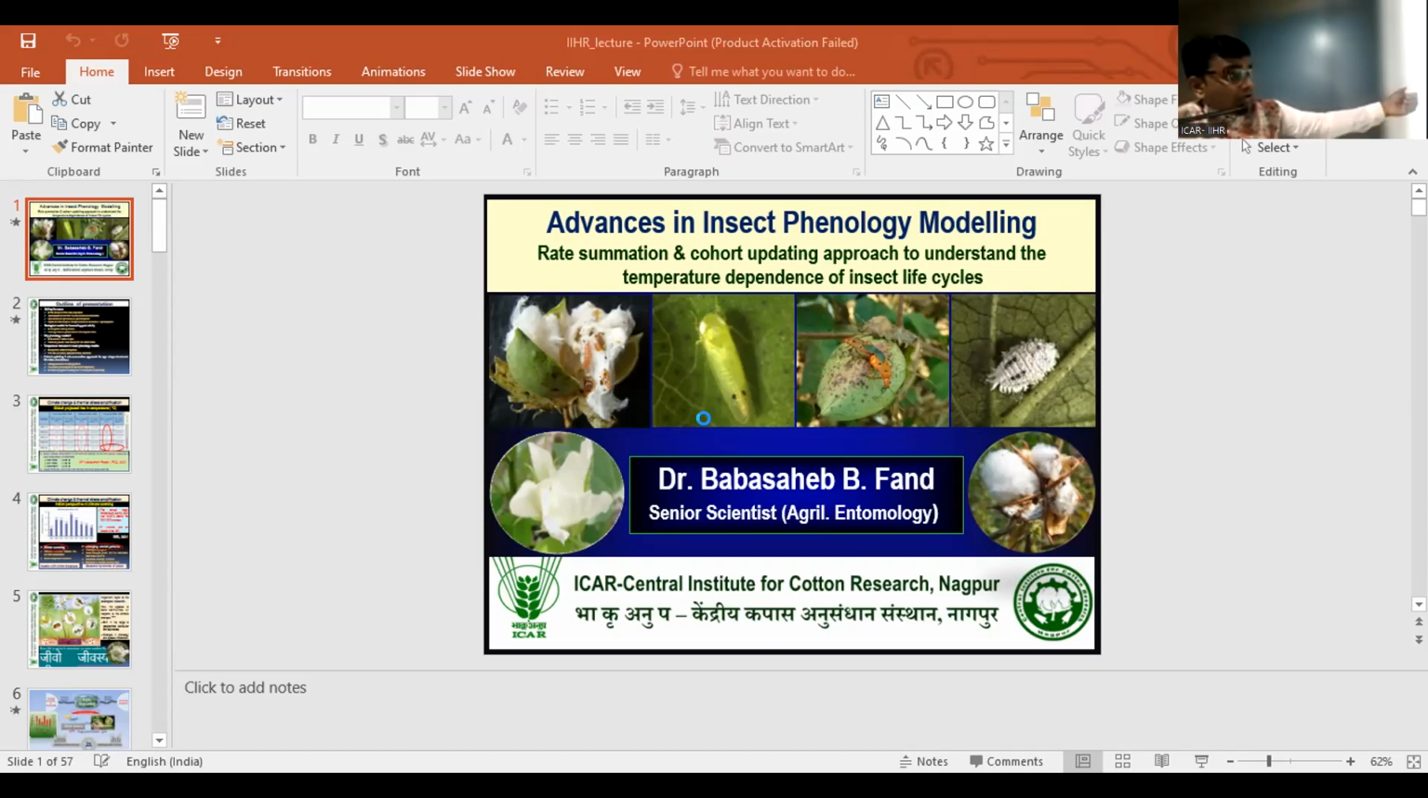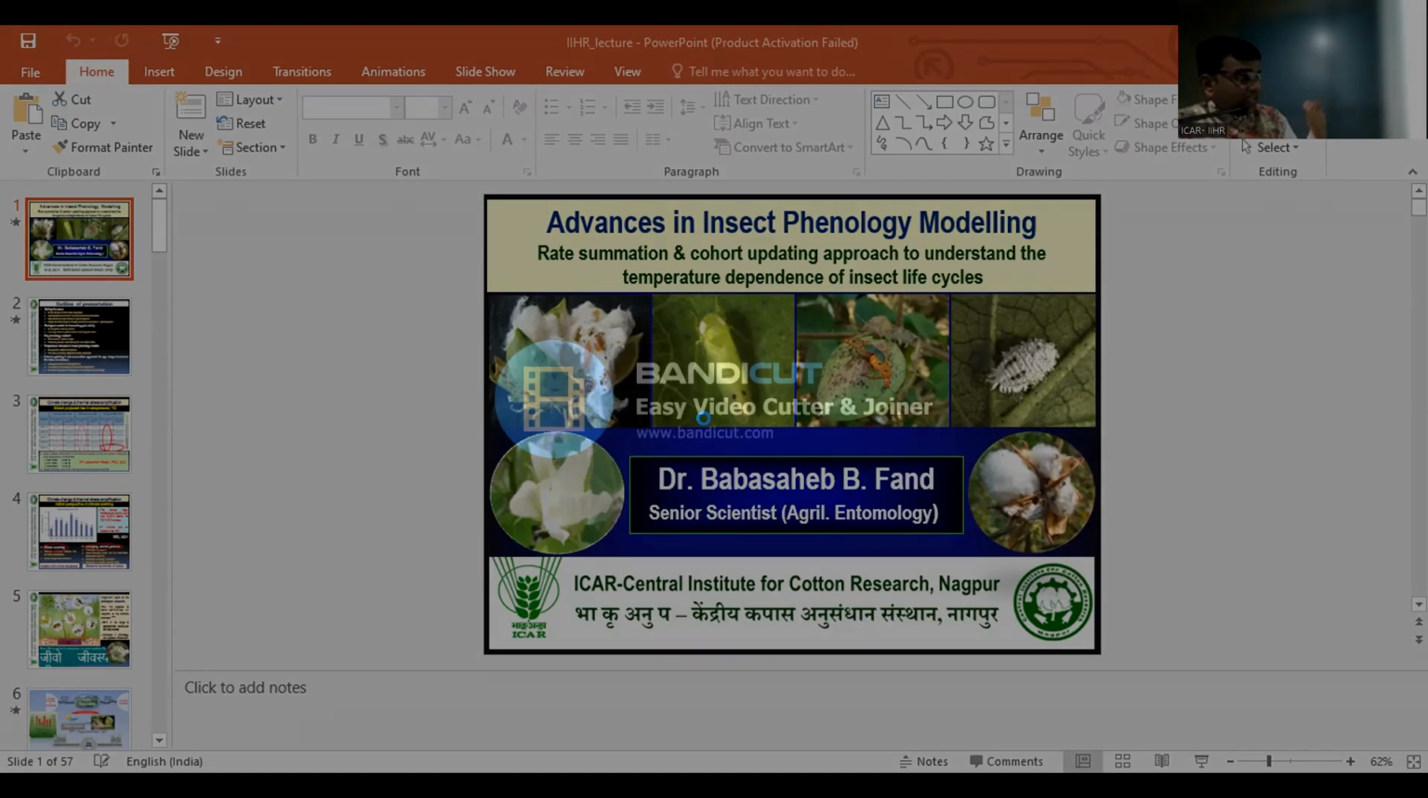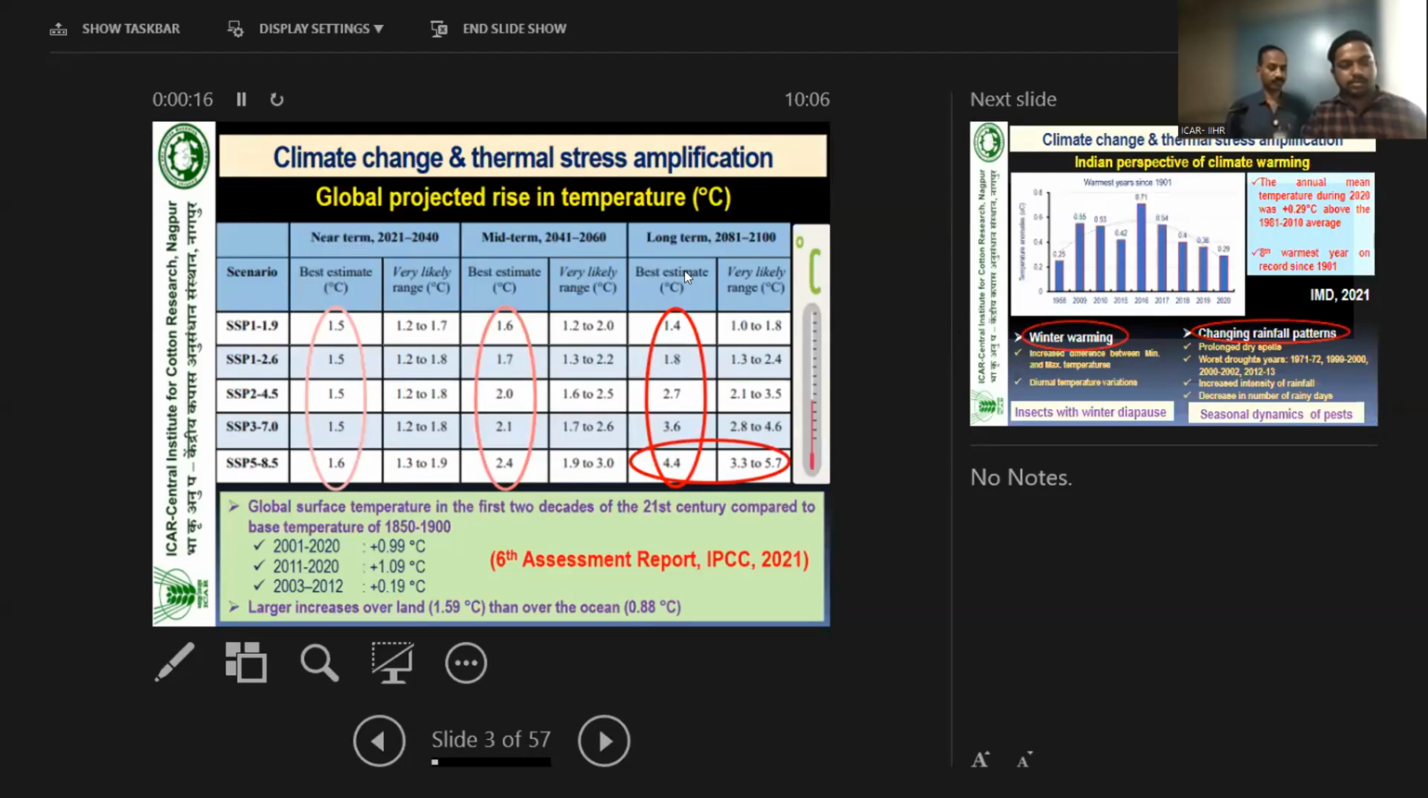Another thing I already told: in the first 2 decades of the 21st century, from 2001 to 2020, the change in mean and max temperature, the amplitude between mean and max temperature, is a very large difference.